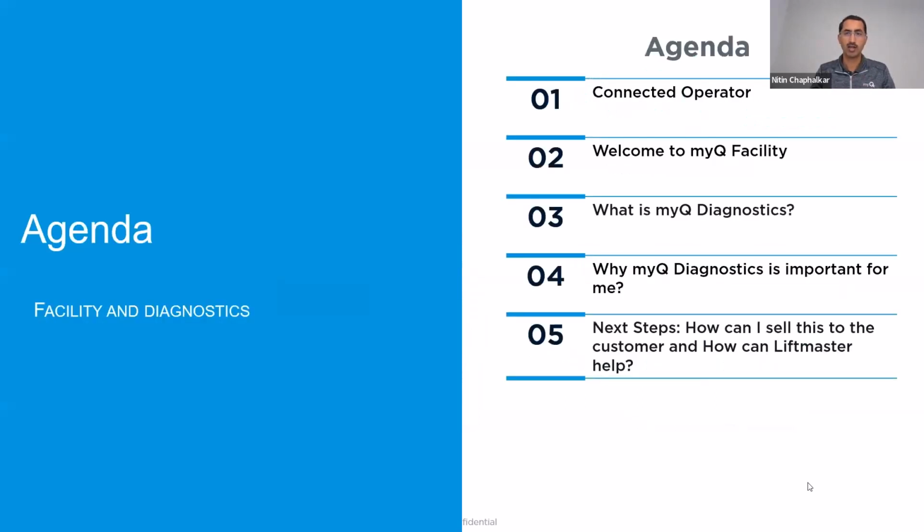This presentation is about what MyQ Facility is and how Diagnostics can help, particularly the dealers. I'll start from the very basics about a connected operator, and we'll talk about how a set of connected operators help in MyQ Facility. Then we'll talk about what MyQ Diagnostics is and why it is important for me. When I say me, it's a dealer. So it's not just useful for the end user, but also for the dealer. And then we can talk about how I can sell this to the customer, which is the end user, and how LiftMaster can help in this process, so what resources we have put together that will help you sell it.